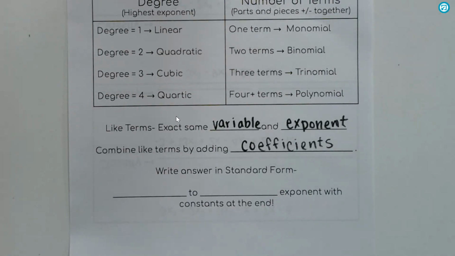While we are doing that, our final answers need to be in standard form. You should just put your answers in standard form while you're working, so you don't have to rearrange them at the end. Standard form is highest to lowest exponent.